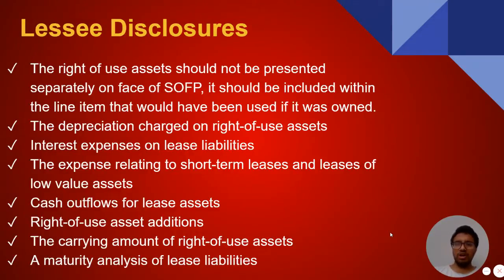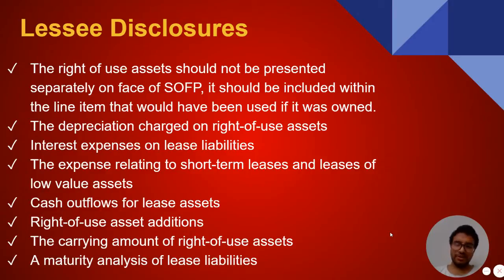Similarly, in case of lessee, what do we need to disclose? First of all, the right of use assets should not be presented separately on the face of the SOFP. It should be presented in the same line of assets as if it were owned by you. So it's not like treating it as separate. No discrimination. Depreciation charged on the right of use assets, every year we need to charge depreciation. Remember, depreciation is always the shorter of useful life and the lease term.